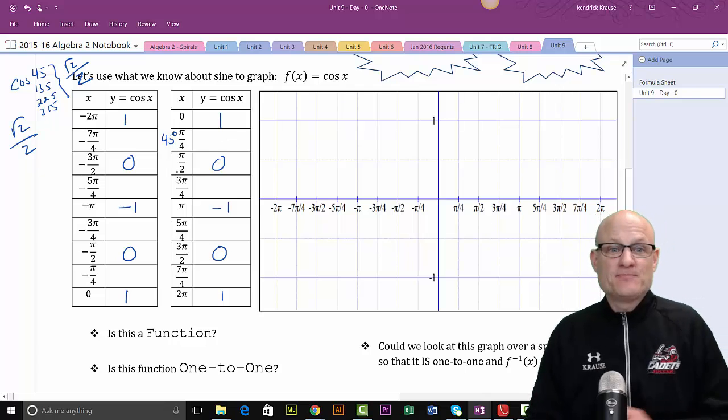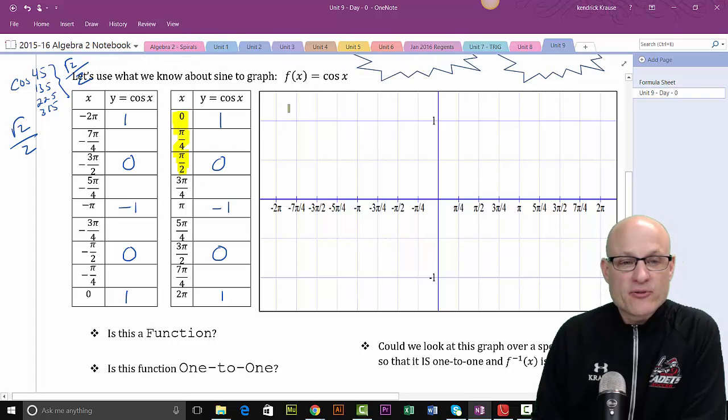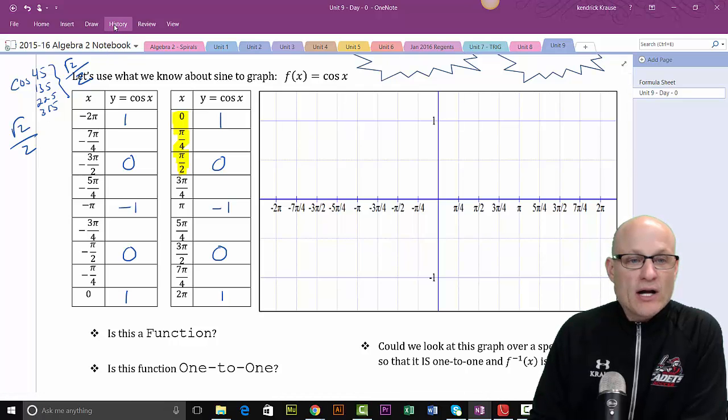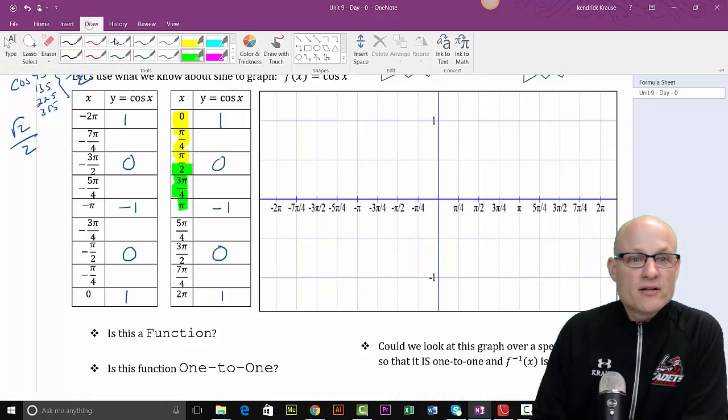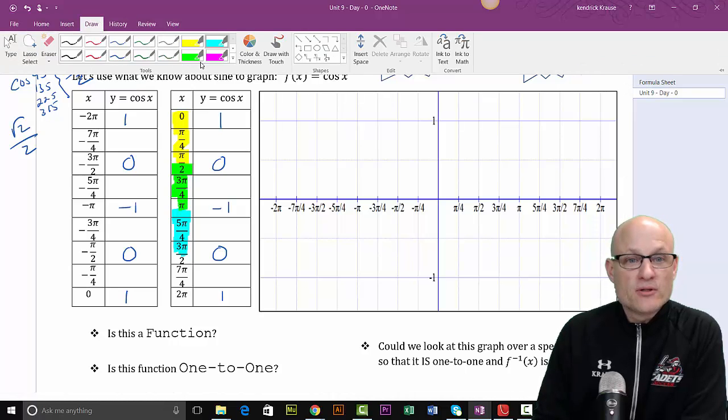So let's start in the first quadrant. I'm going to do all the quadrants. I'm going to do all the angles in the first quadrant first. I'm going to highlight them in yellow. So from 0 to 90, that's the first quadrant. The second quadrant, I'll do in green. That would be from 90 degrees to pi. The next quadrant I'll do in light blue, from 180 degrees, from pi to almost 270. And finally, the last one, from here.